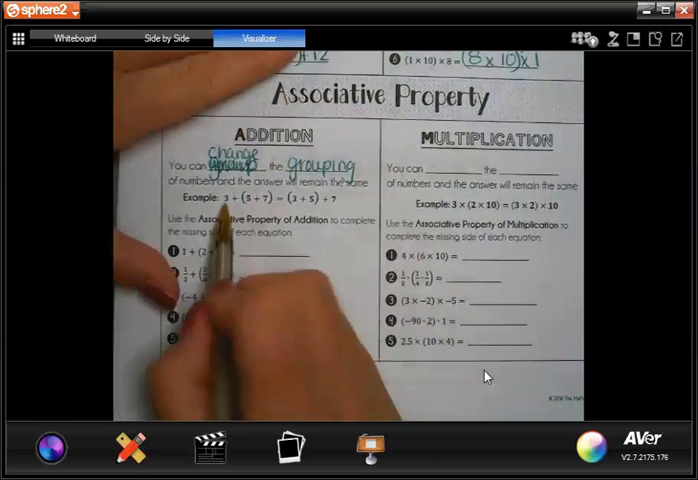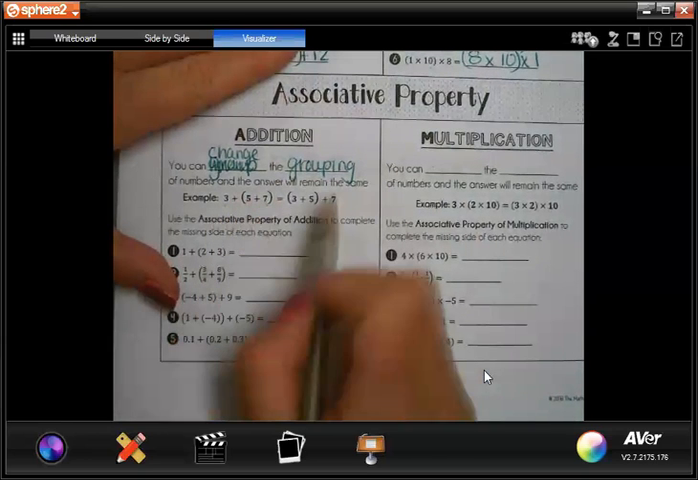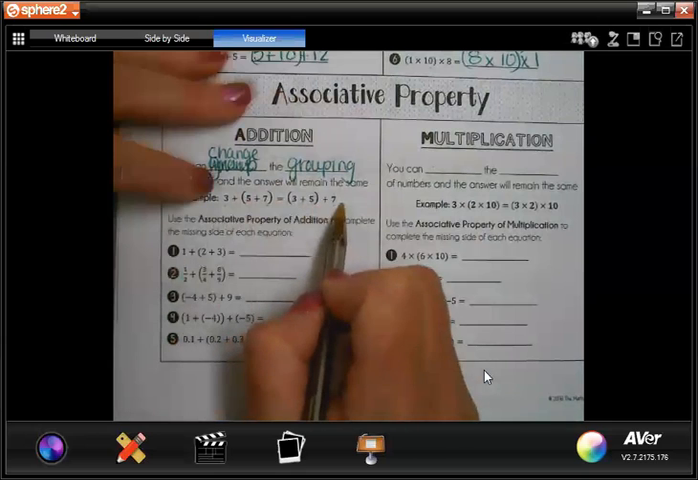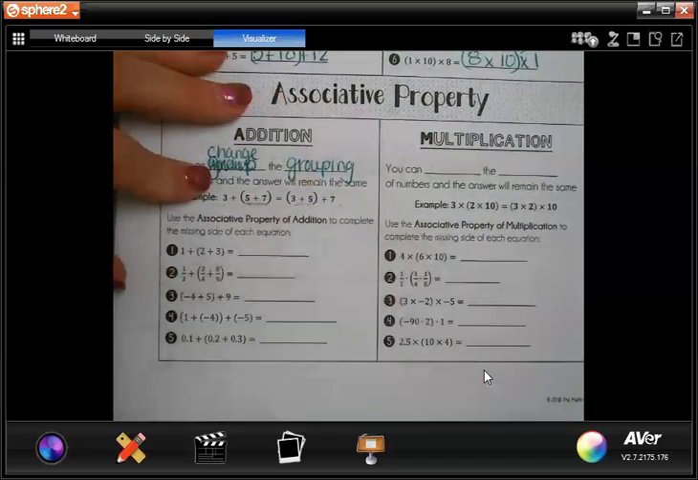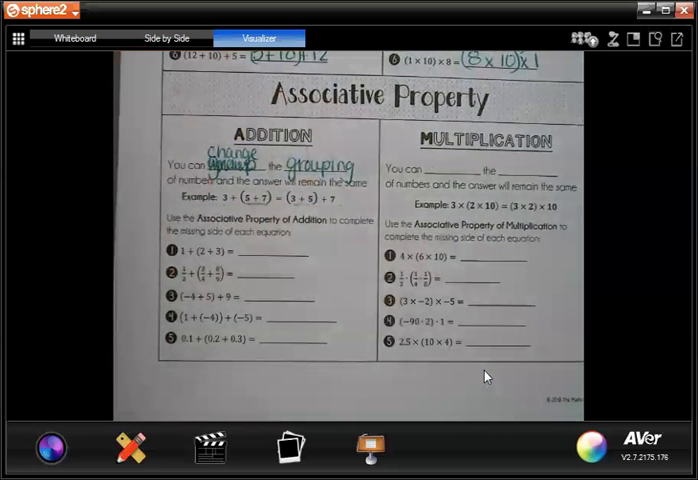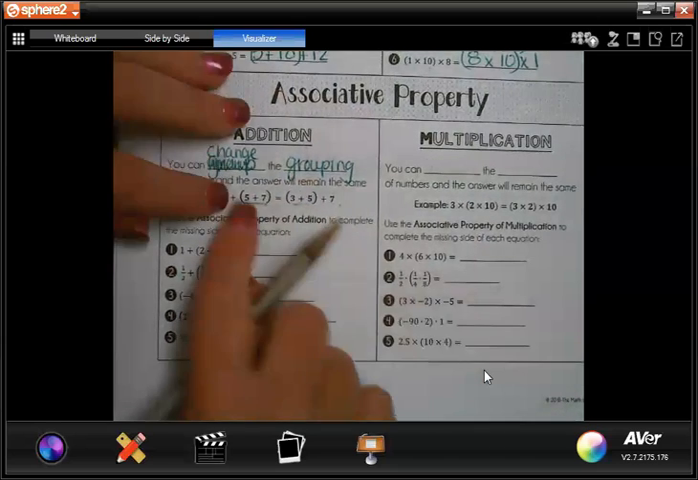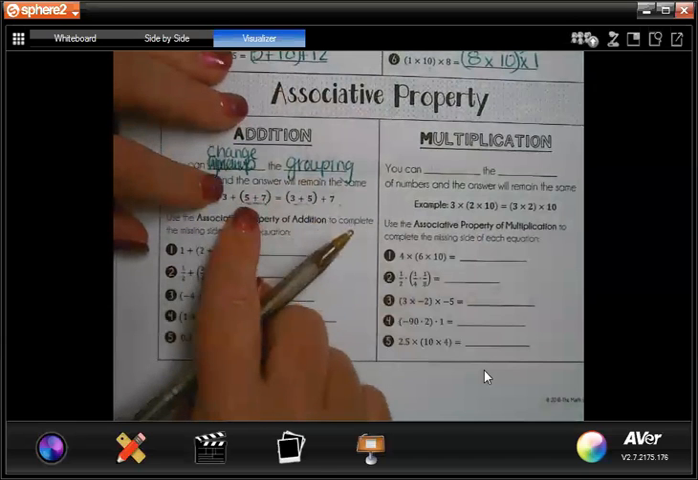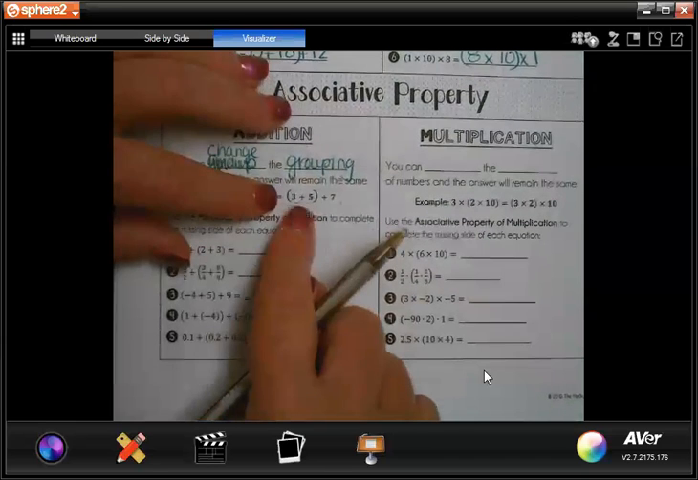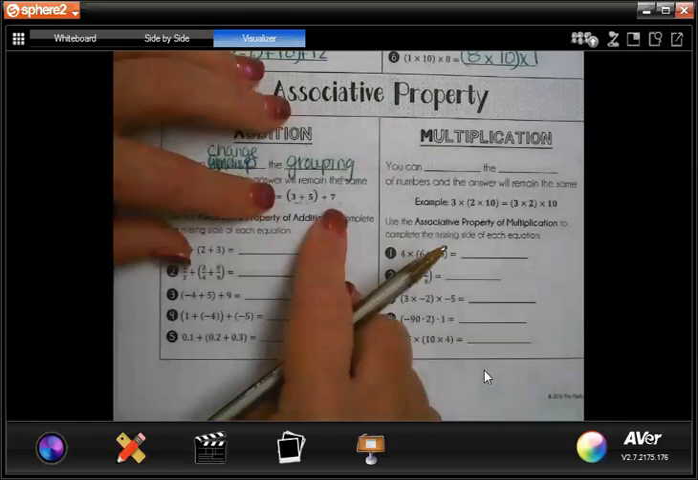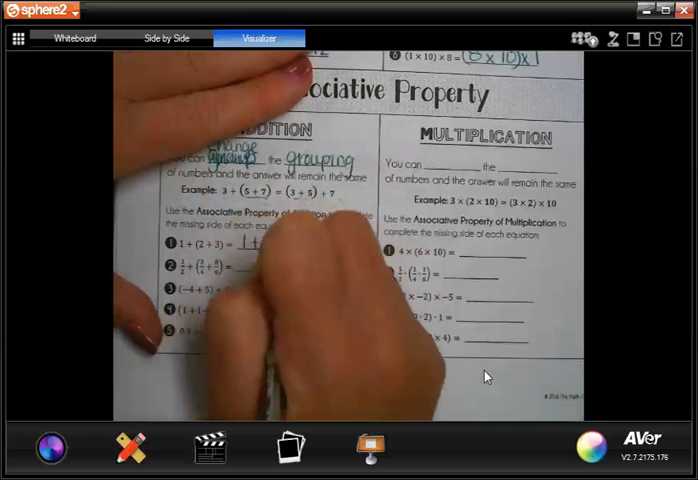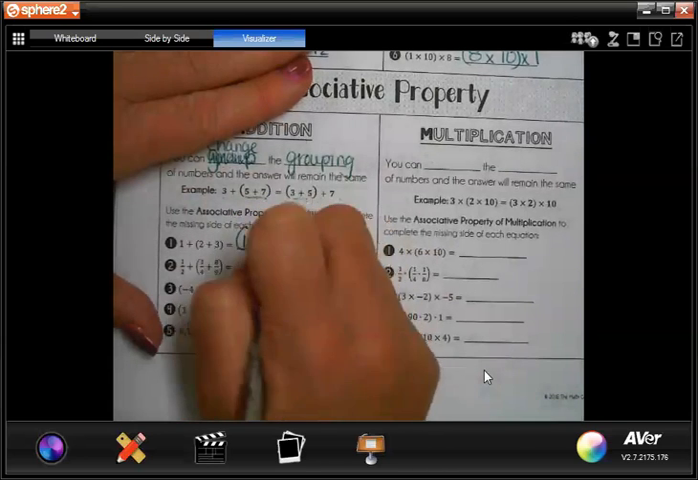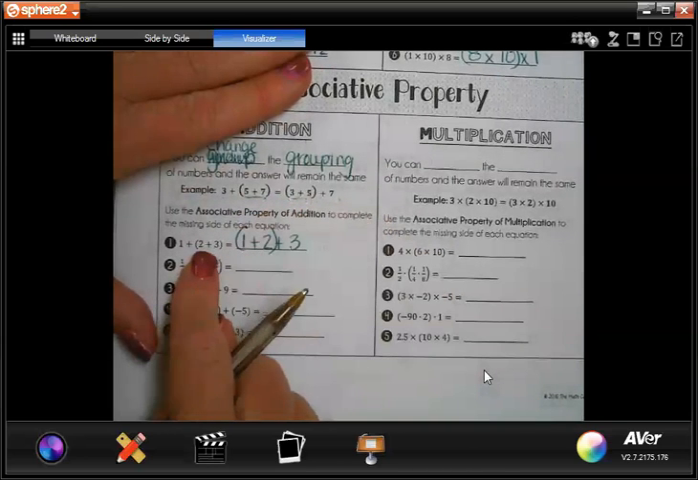So 3 plus 5 plus 7 is the same as 3 plus 5 plus 7. The only difference is that we added these first here, but we added those first. It doesn't matter. It's still going to give you the same answer. Okay, because 5 plus 7 is 12. 12 plus 3 is 15. 3 plus 5 is 8. 8 plus 7 is still 15. So therefore, we keep the order the same, but we group these instead of those.